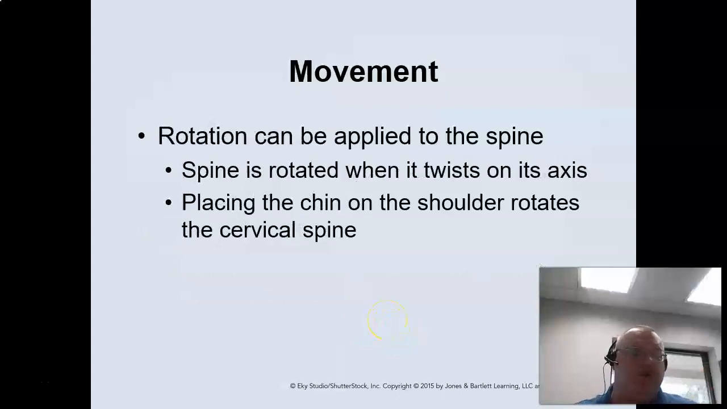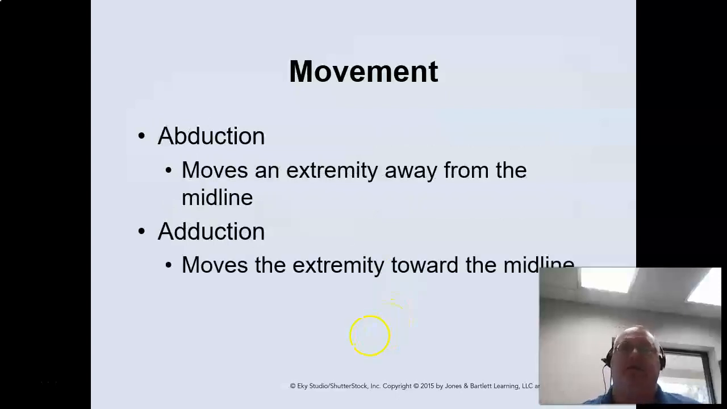Hips is usually our big one there. And then your rotation here. Rotations can be applied to the spine as well, where it twists along its axis. Placing the chin on the shoulder to rotate the cervical spine would be an example of rotational movement.